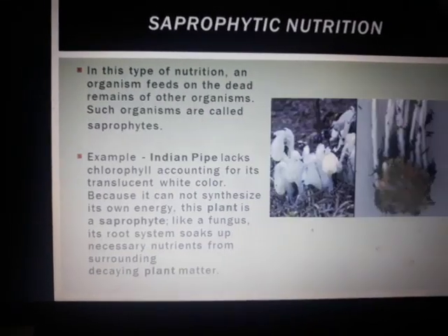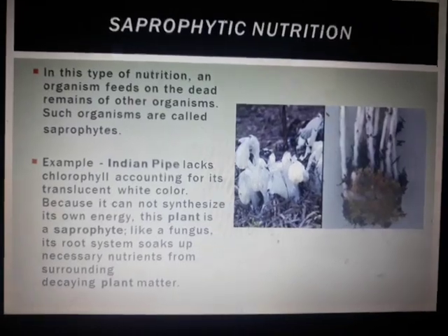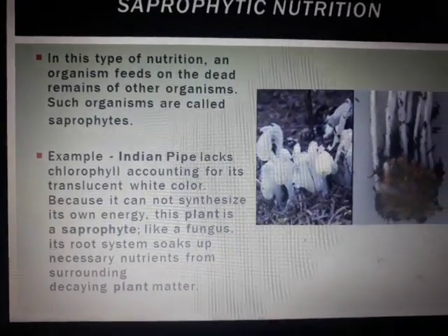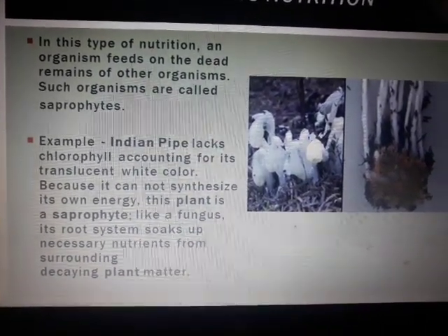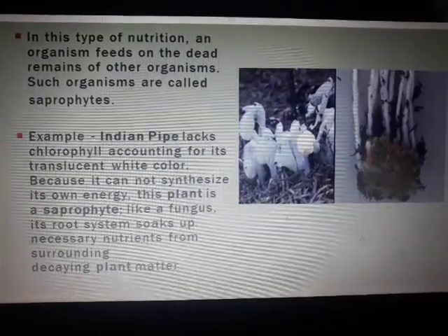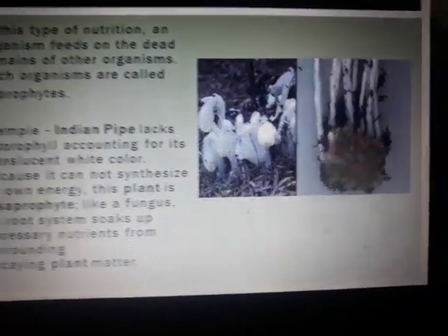Okay, let us see what is the next type now. Next is saprophytic nutrition. In this type of nutrition, an organism feeds on the dead remains of other organisms. Such organisms are called saprophytes. Okay, so the best example is mushroom.